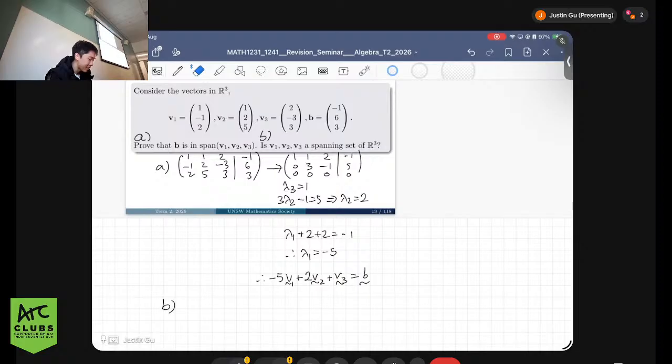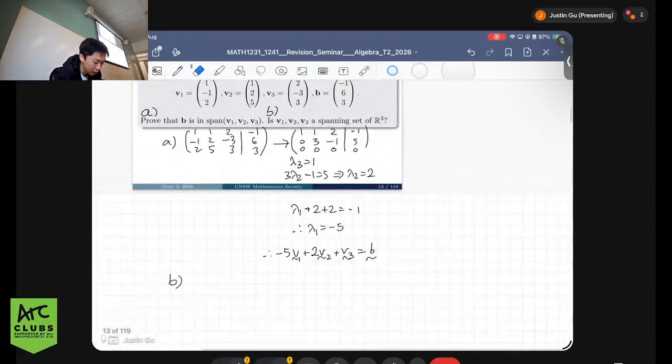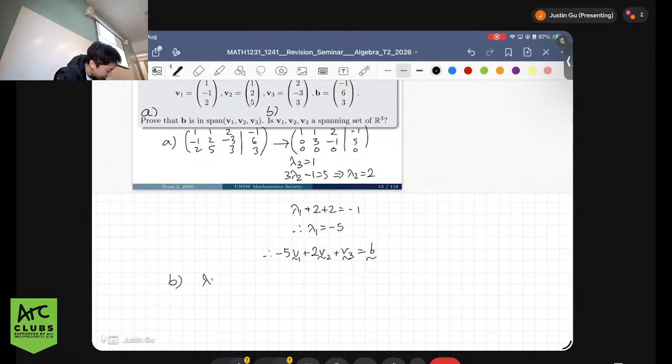Basically, it's the same thing, except this time the span of v1, v2, v3 has to span the entirety, so every single three-dimensional vector. Essentially we can say lambda 1 v1 plus lambda 2 v2 plus lambda 3 v3 is equal to our vector x, y, z, because it's just any general three-dimensional vector.